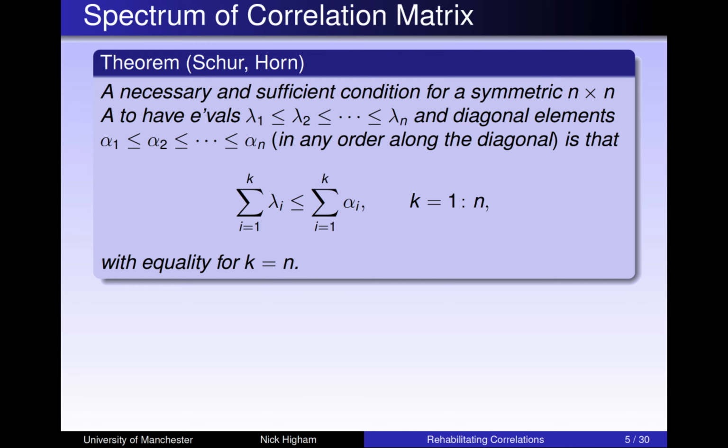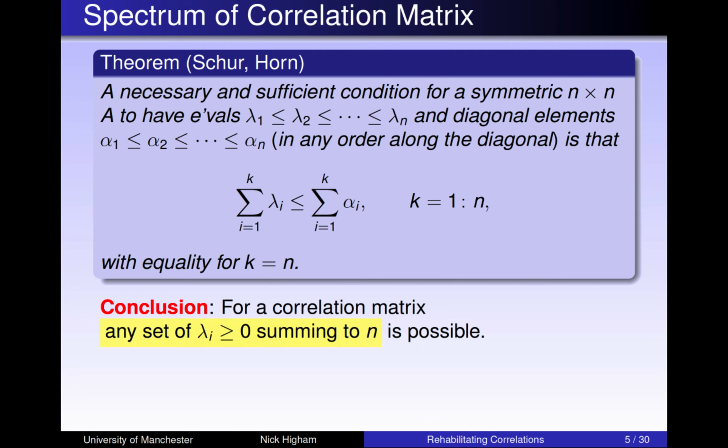But what's new is that for k is 1, the smallest eigenvalue must be bounded above by the smallest diagonal entry. The sum of the first two smallest eigenvalues is bounded above by the sum of the first two smallest diagonal entries, and so on. So these are called majorization inequalities. And if you think about it for a bit, you'll see that in fact these don't impose any further conditions on the eigenvalues. So any set of non-negative entries summing to n can be eigenvalues of a correlation matrix.